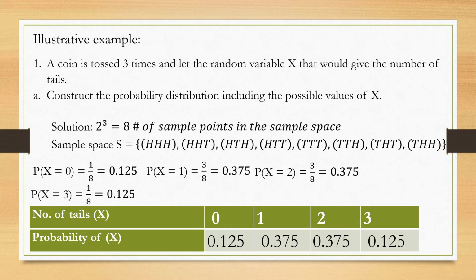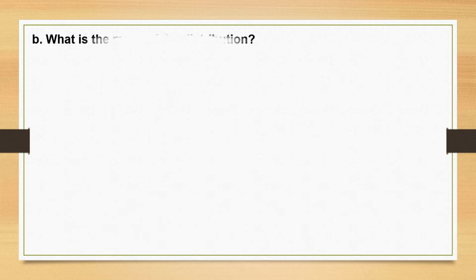Then the second row, probability of x, meaning corresponding probability of every outcome. So we are done getting that one. So for 0, we have 0.125. For 1, 0.375. For 2, 0.375. And for probability of x is equal to 3, 0.125. Next, letter B. What is the mean of this distribution?